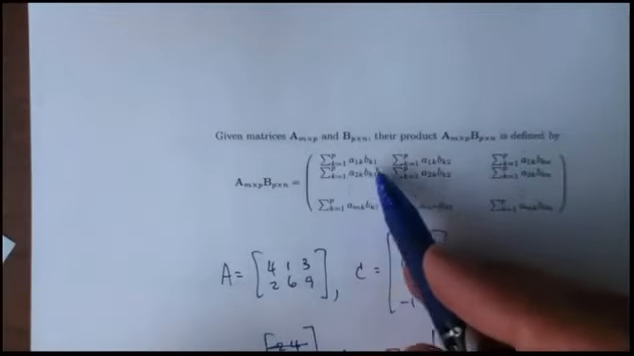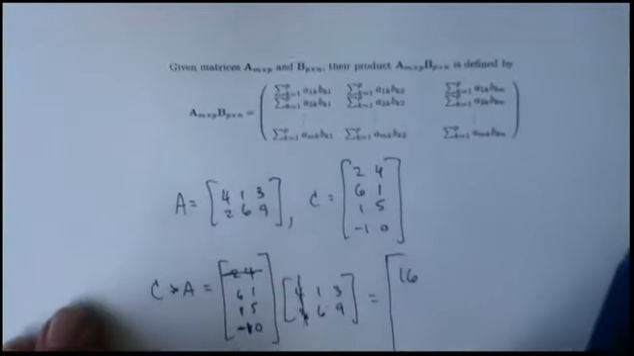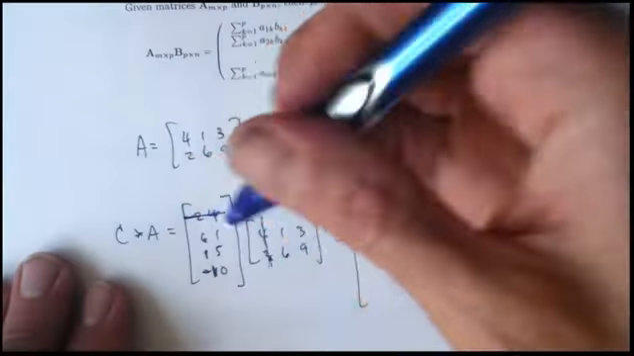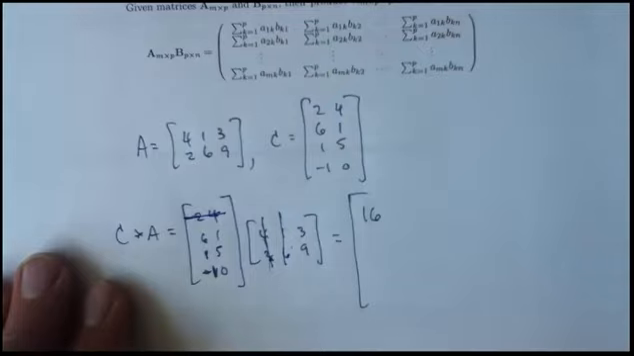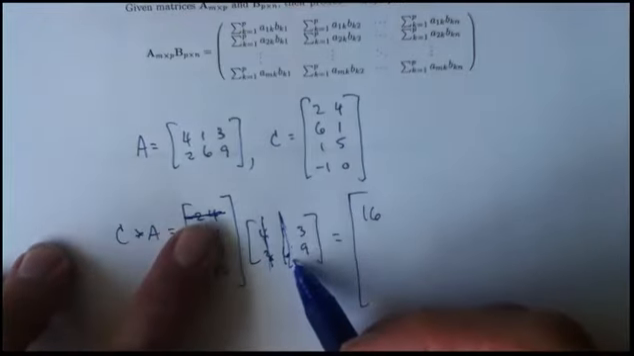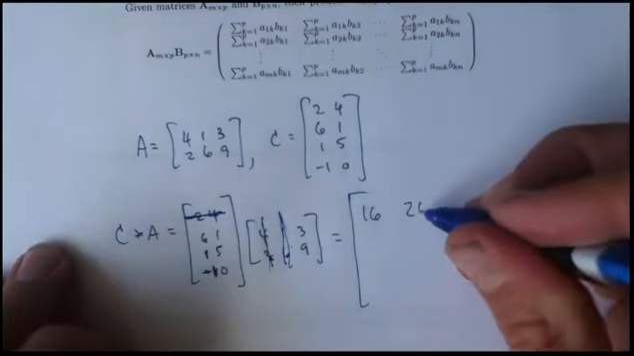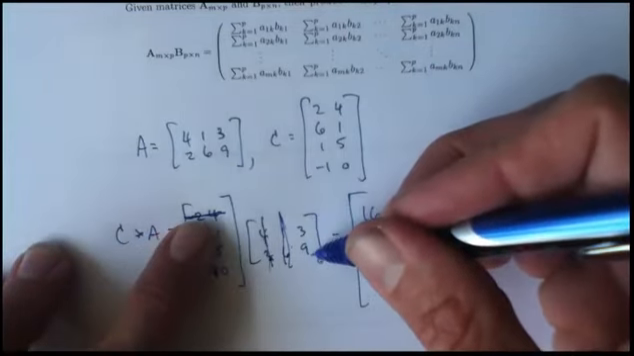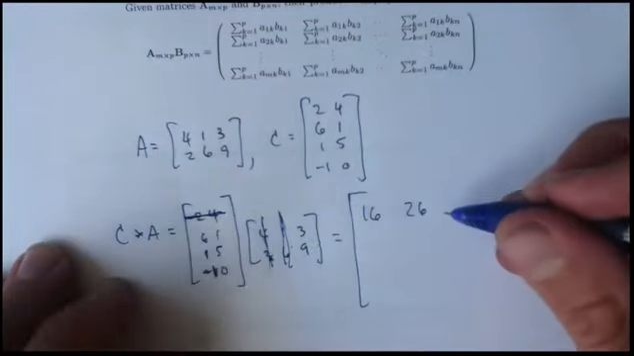So you can follow this procedure up here. To get the next one to the right, stay in the first row and take the dot product against this column. Okay, so it's 2 times 1 is 2, plus 4 times 6 is 24. That's 26, right? If I keep on going, I get 2 times 3 is 6, plus 9 times 4 is 36, that's 42.